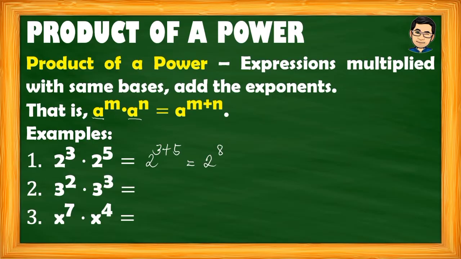So yung 2 raised to the 8th power is the same as 2 times 2 times 2 times 2 times 2 times 2 times 2 times 2. So, ibig sabihin, isusulat natin yung 2 raised to the 8th power ng ganyan form. Equals, what is 2 raised to the 8th power? Isa-isahin natin. 2 times 2, 4, times 2, 8, times 2, 16, times 2, 32, times 2, 64, times 2, 128, and times 2 again, that is 256.